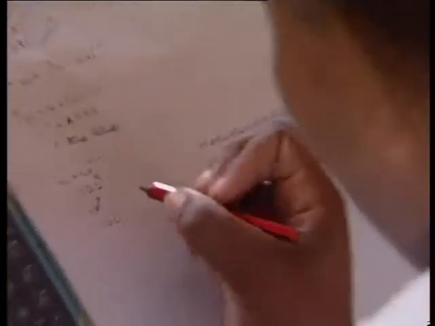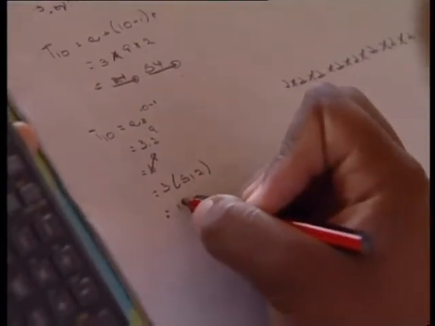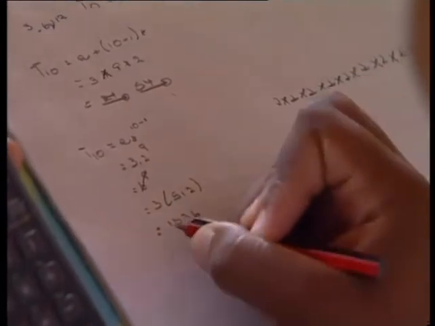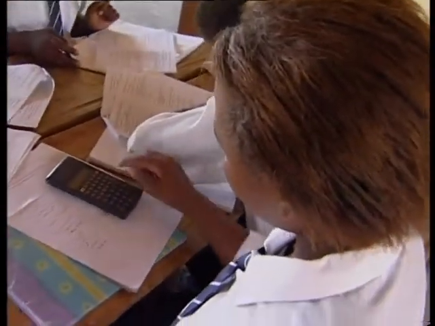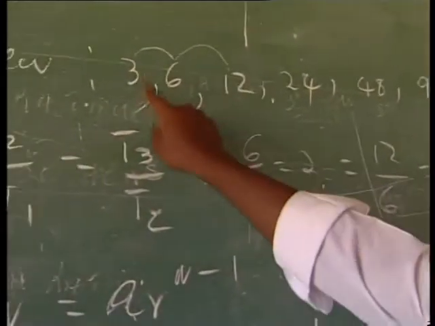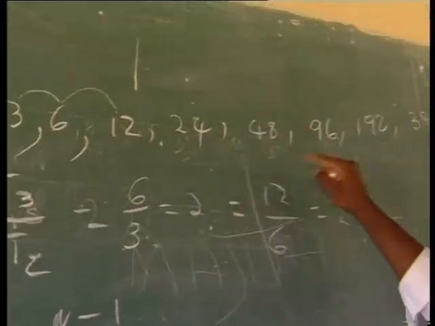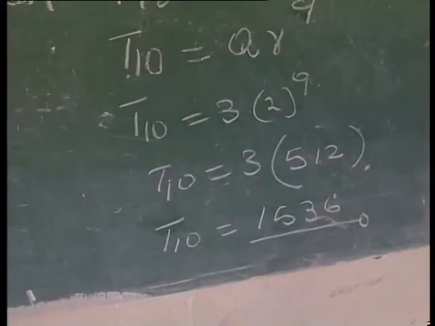This learner has substituted 3 for her first term and multiplied it by the common ratio 2 to the power of 9. 1536. So which means the 10th term will be 1,536. Another learner writes the actual values on the board and tests the results. 1, 2, 3, 4, 5, 6, 7, 8, 9, 10. It means that the answer is correct.